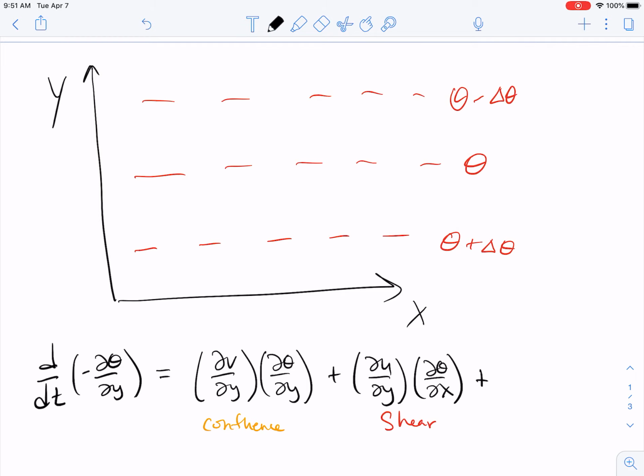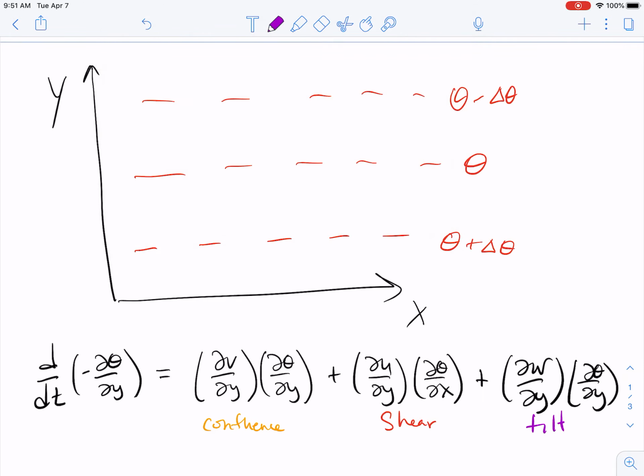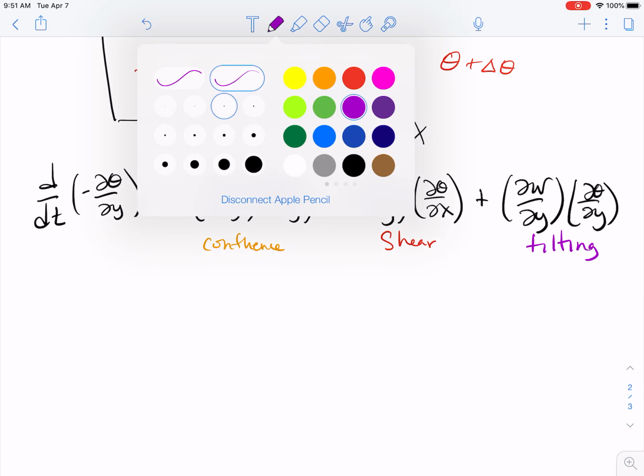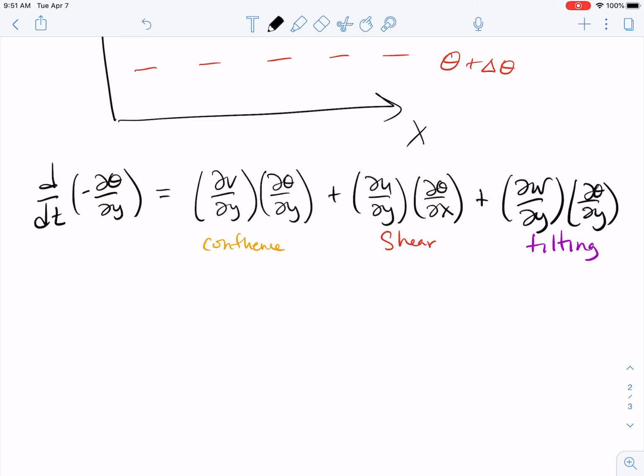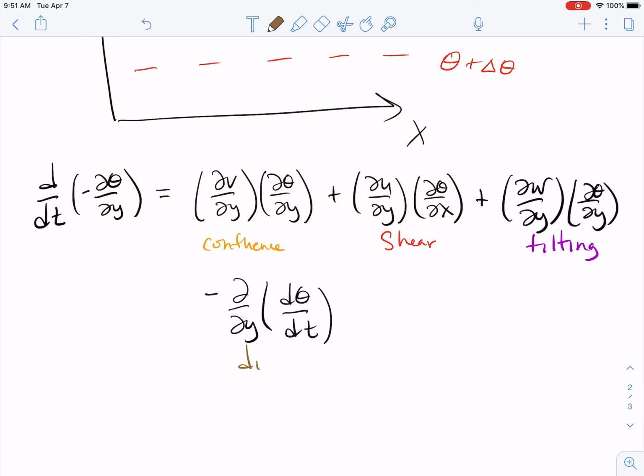Our third term would be our tilting term, d omega/dy times d theta/dp. And this was our tilting term. And finally, we'll have our diabatic term, minus d/dy of d theta/dt. And this was our diabatic.